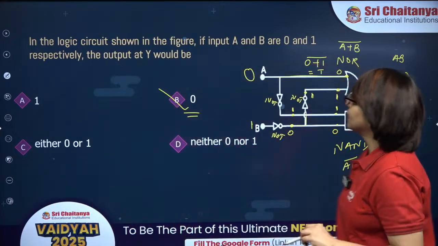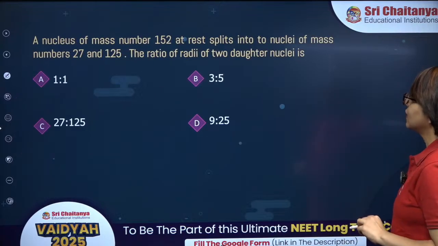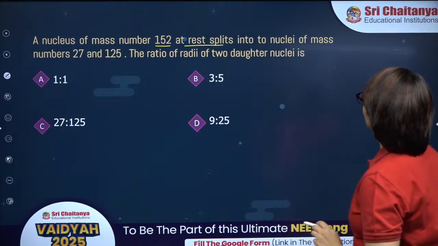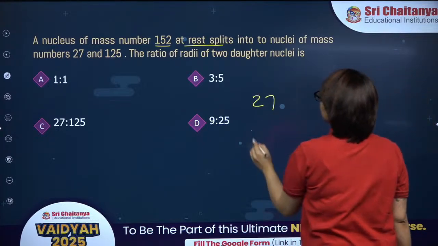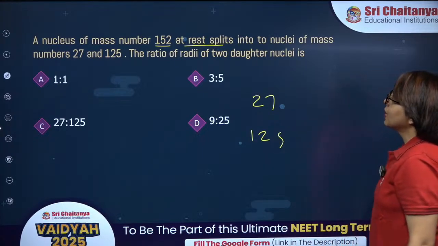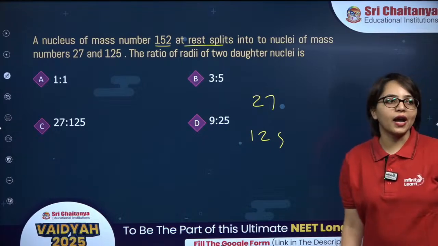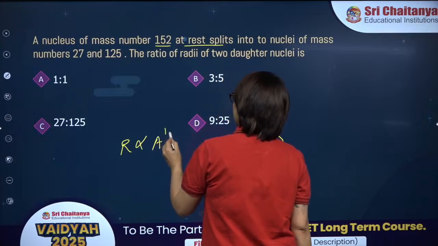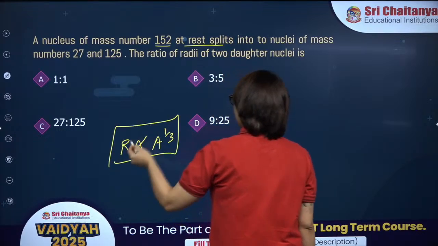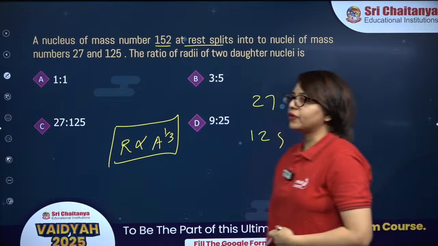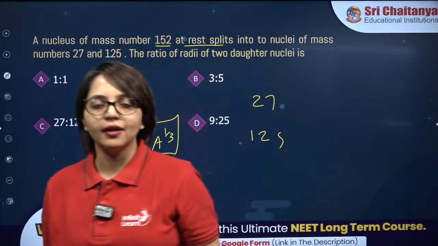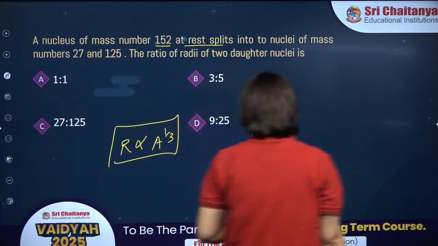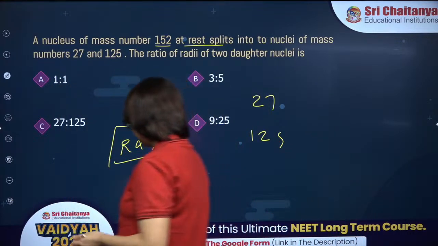Alright, next is this one. A nucleus of mass number 152 at rest splits into nuclei of mass 27 and 125 respectively. The ratio of radii of these two daughter nuclei is? So radius is directly proportional to A to the power 1 by 3. Apply this concept to find the ratio of radii of these two daughter nuclei. Try this one, everyone.